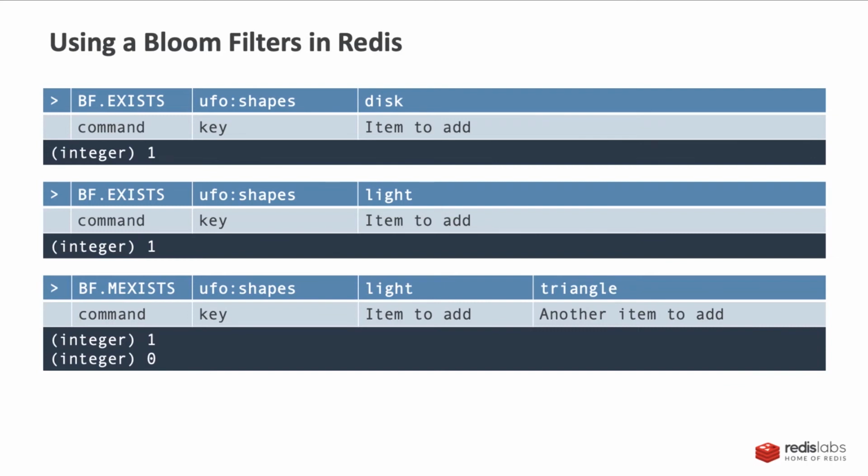And exists just does that with multiple. So is light and triangle? Light is 1, triangle is 0, because light is in there, triangle is not. So that's bloom filter. Any questions so far?